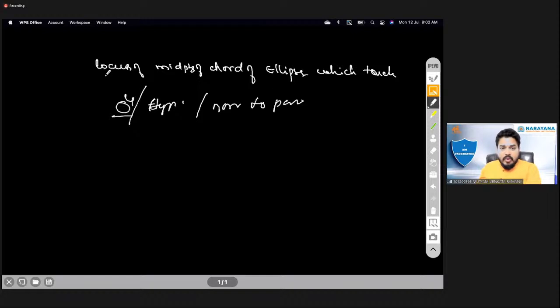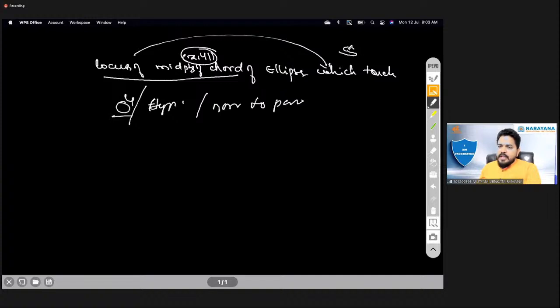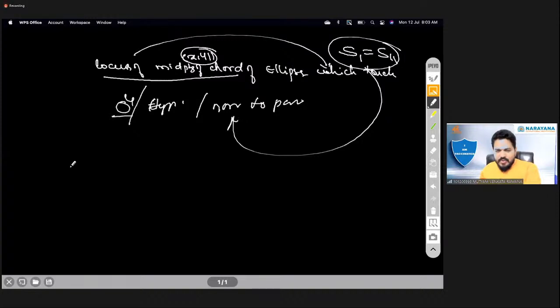So what happened? Locus of midpoint. Let the midpoint be x1, y1 for the ellipse. So the chord equation is S1 is equal to S11. You get the line. Apply whatever condition is given. So this type of question we can do. Okay, these questions.